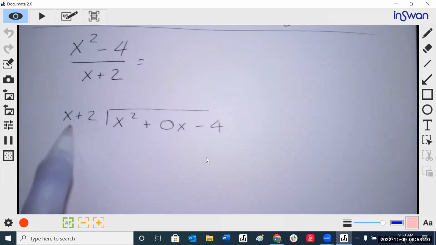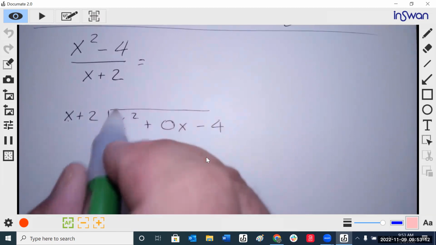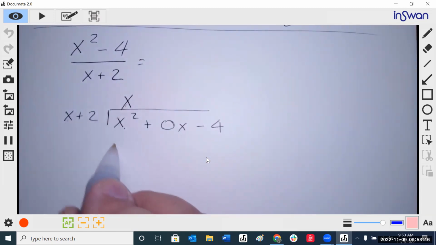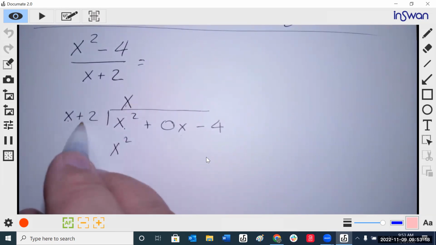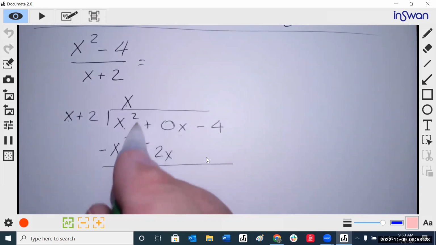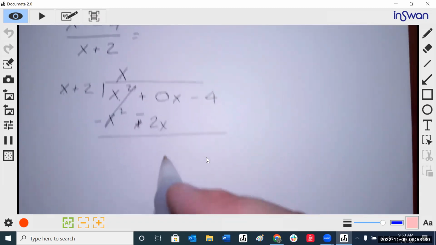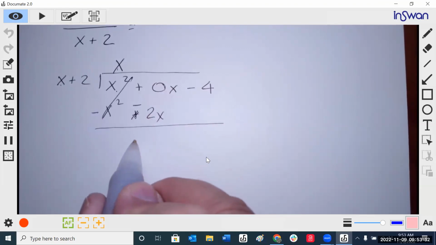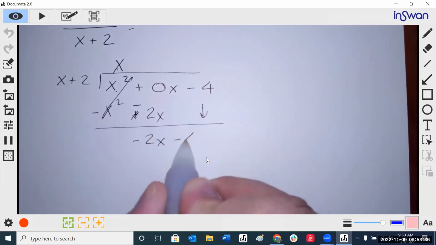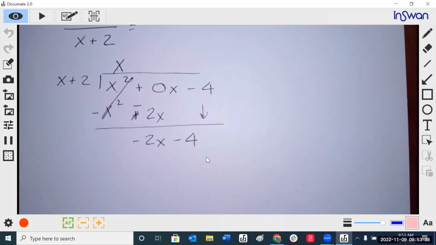So now we repeat the process. So what times x gives me x squared? One more x, right? So x times x is x squared. X times positive 2 is positive 2x. Change the signs and add. 0 minus 2 is minus 2x, minus 4.